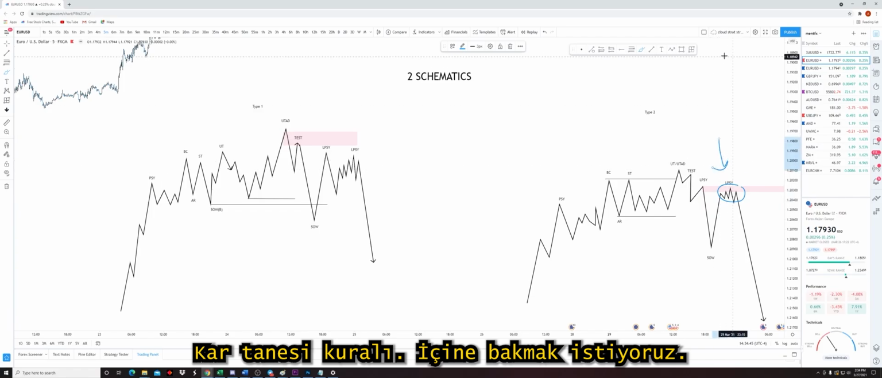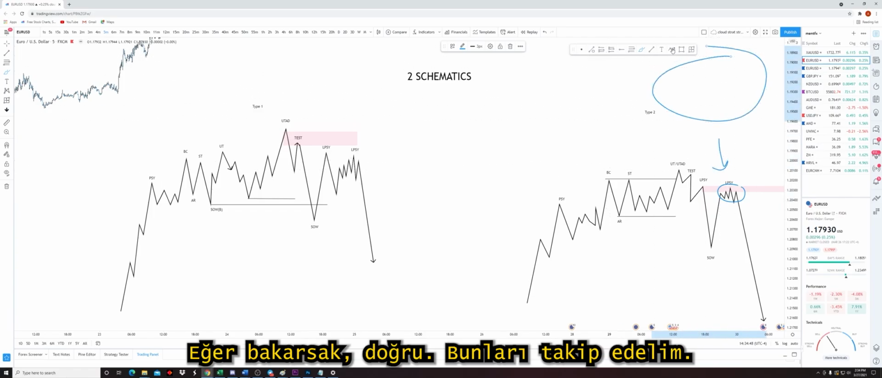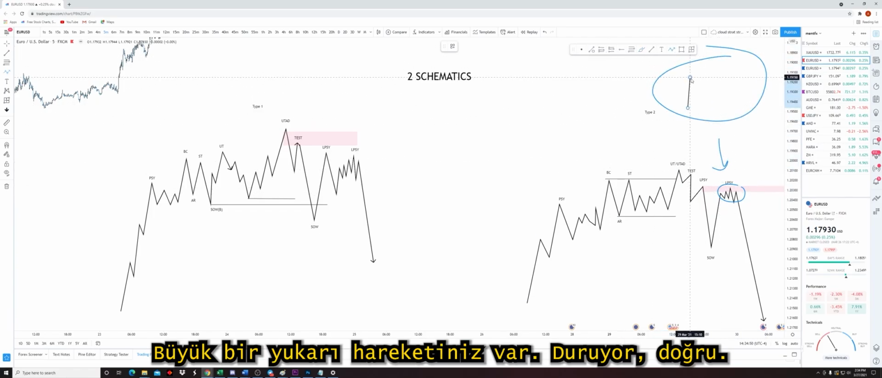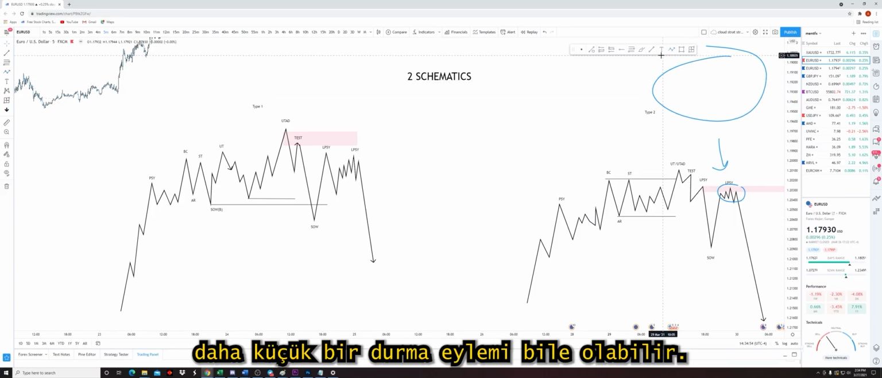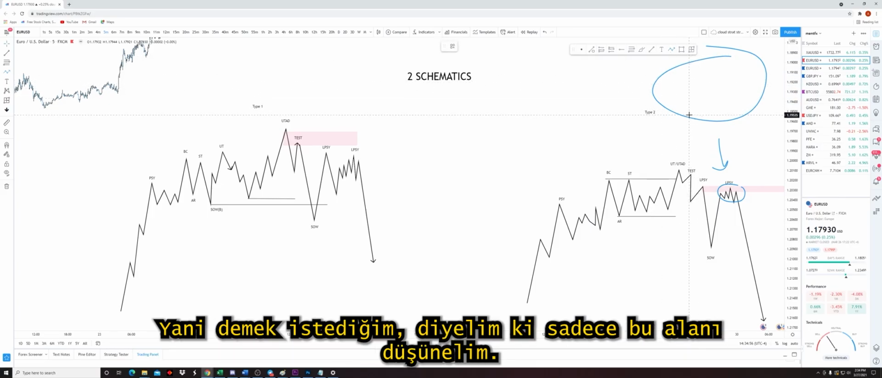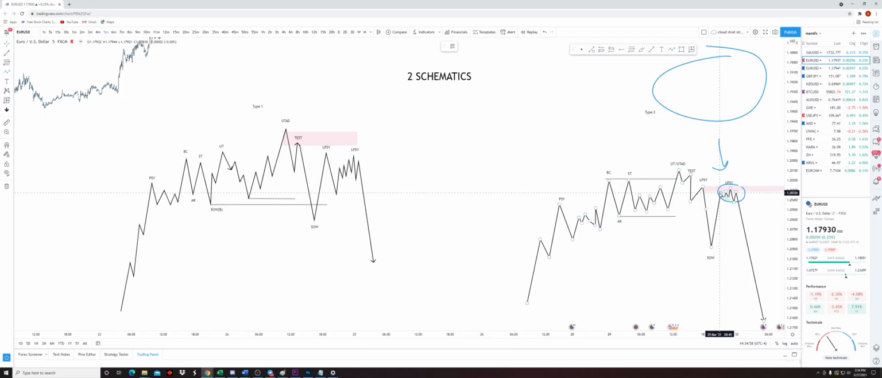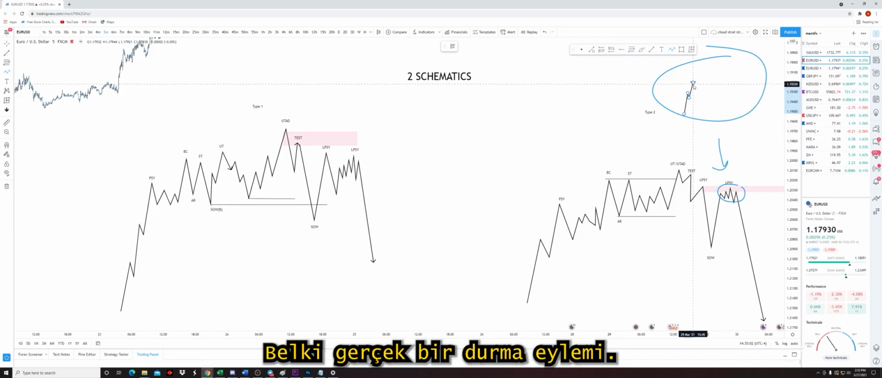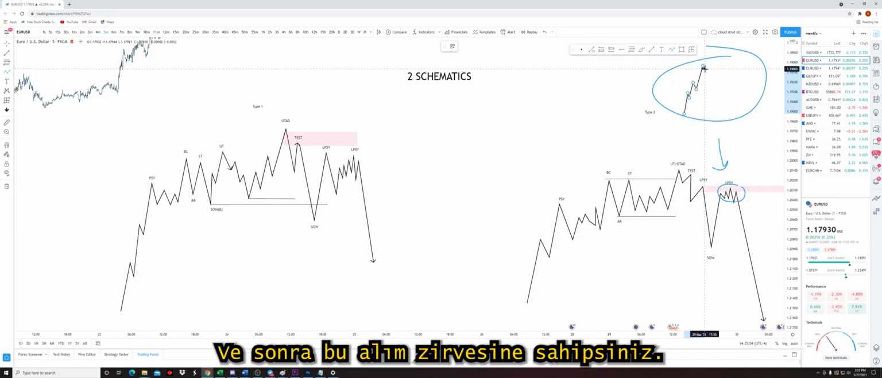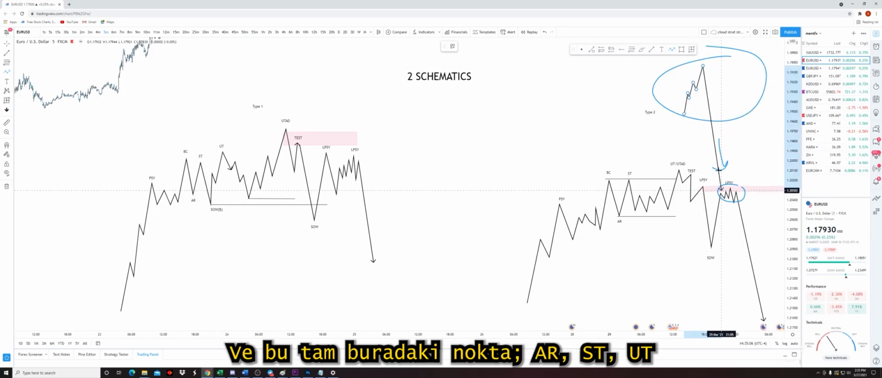Snowflake rule. We want to look inside of that. If we did, right, let's follow along with these. You have a big move up, it stops, right? That's your buying climax, potentially, because before that, there might be even a smaller stopping action. So what I mean by that is, let's just think about this area. You have a move up, right? Maybe an actual stopping action, and then you have this buying climax, and that's this point right here.